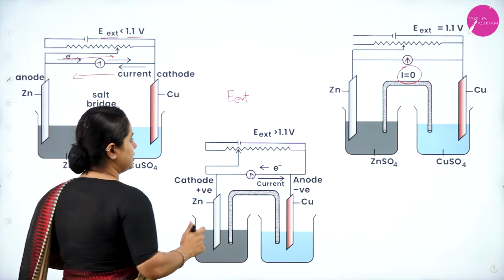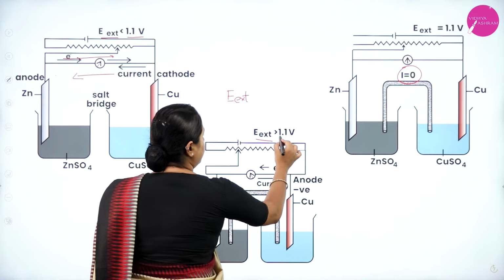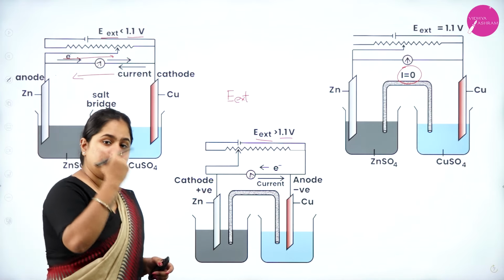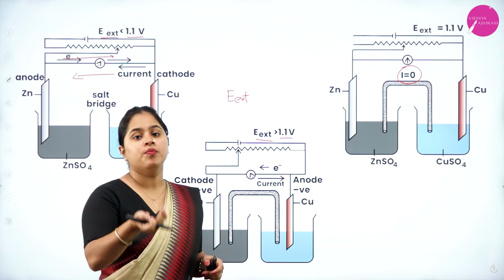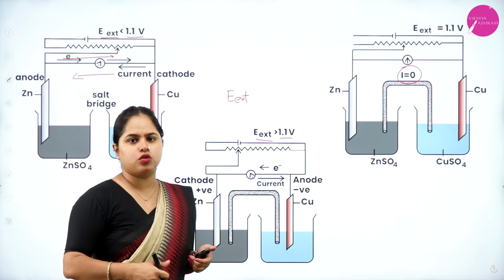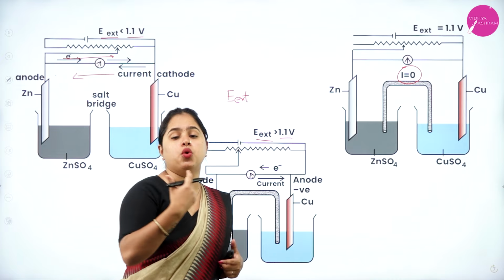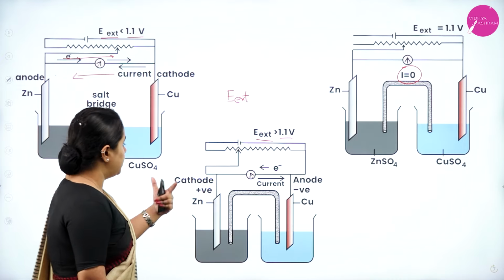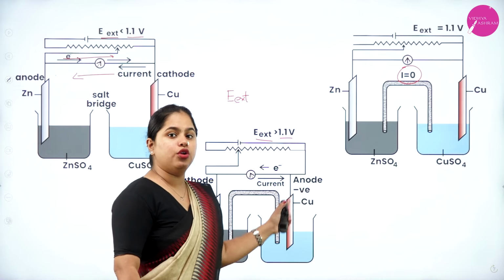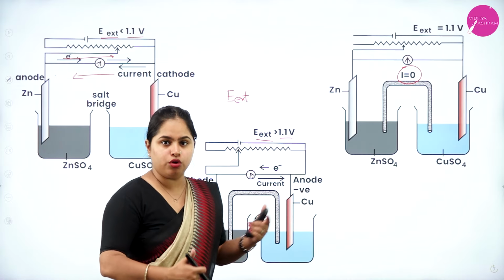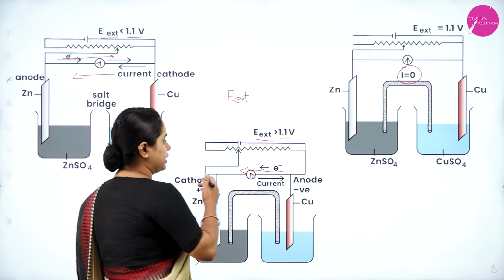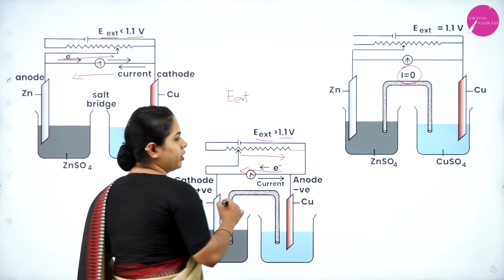Now, the last case is when the external EMF is more than 1.1 volt. So, we are applying an external EMF which is more than the EMF already produced by the cell. In that case, what is going to happen? The reaction is going to reverse. That means now your anode is going to act as cathode and the cathode is going to act as anode. The reaction is going to reverse. So in that case, electrons will flow in this direction and the current will start flowing in this direction.